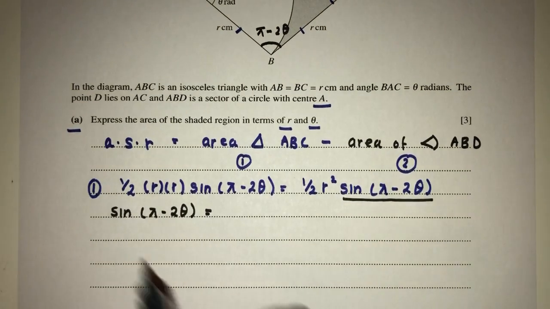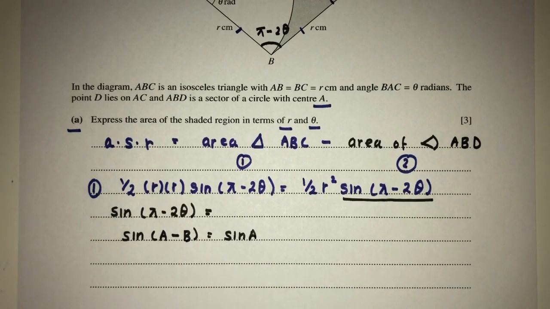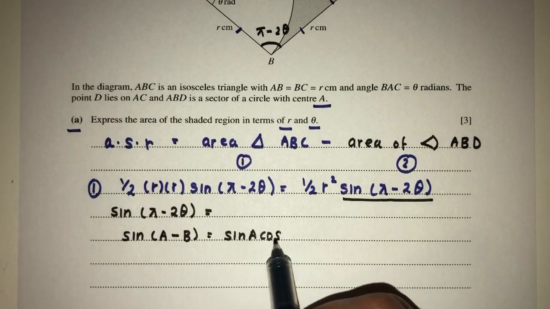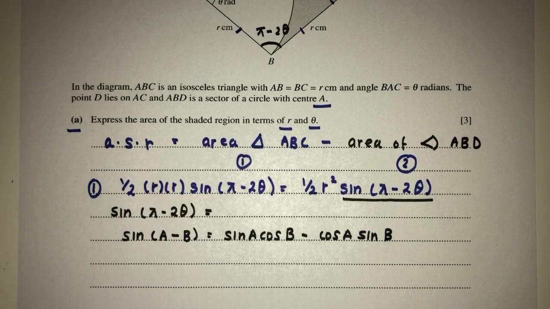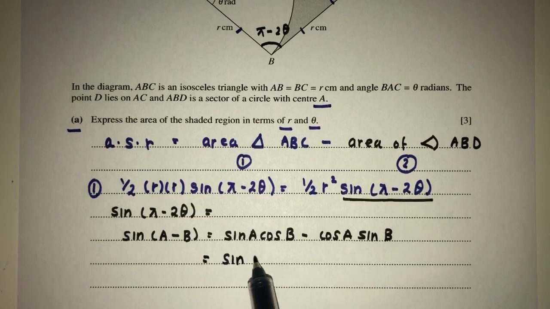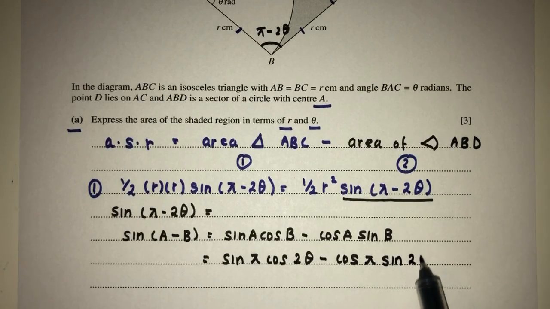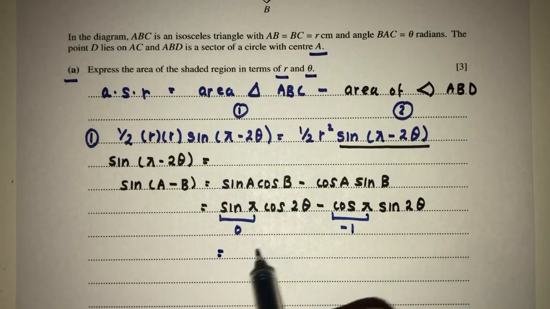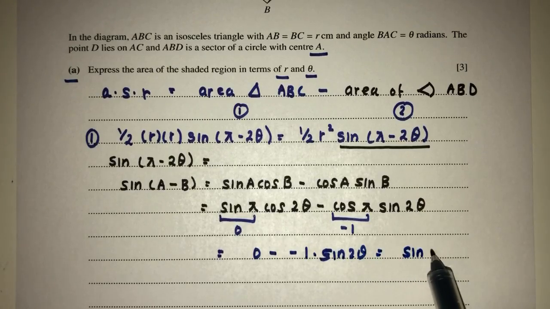So let me give you the normal term first. We have sine of A minus B. That will be sine A cos B, minus cos A sine B. That will be the expansion of that. And of course, you don't need to remember this by heart because it is given to you on your list of formula. So just replace the values here. Sine of pi is 0, and cos of pi is minus 1. So your answer will become 0 minus minus 1 times sine 2 theta. It will become sine 2 theta as your value.